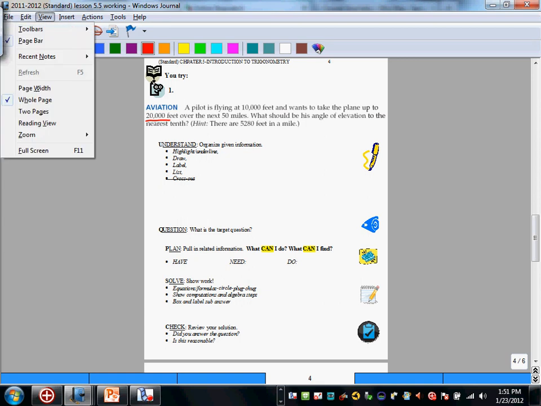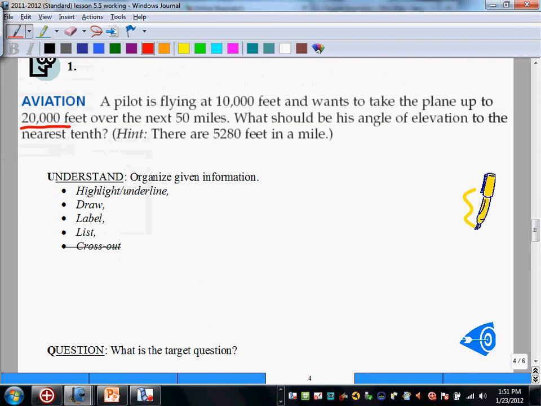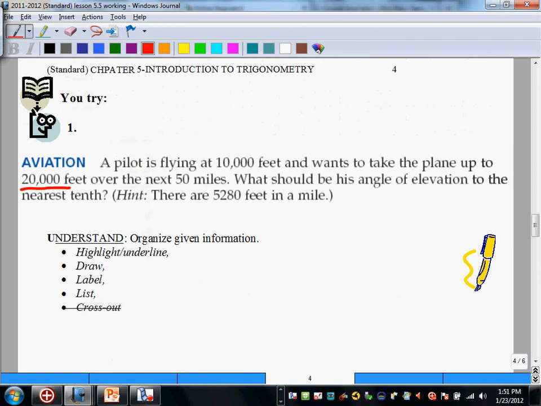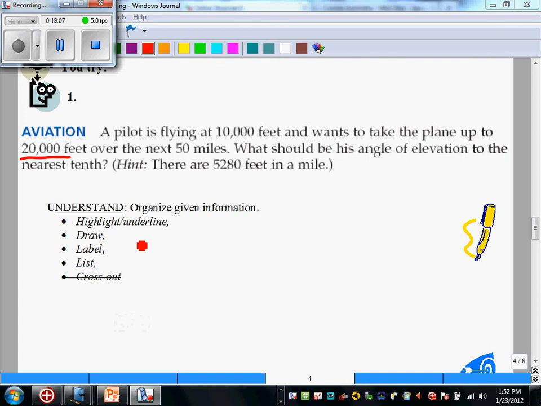Page 4. All right. You guys have 10 minutes to finish this page, although you should get it done in about 5. You check your work on the board. At 2 o'clock, we're going to shift gears and do something else. Whatever you don't finish in class is going to become homework. But we're doing something else at the top of the hour.